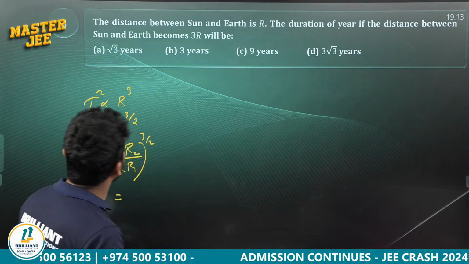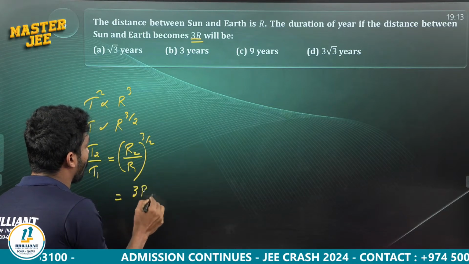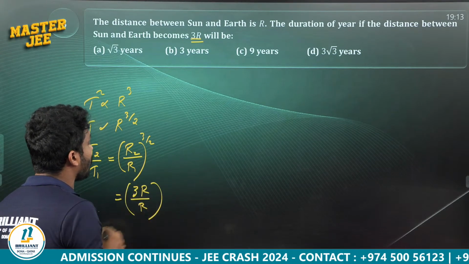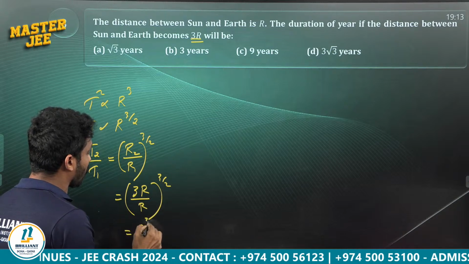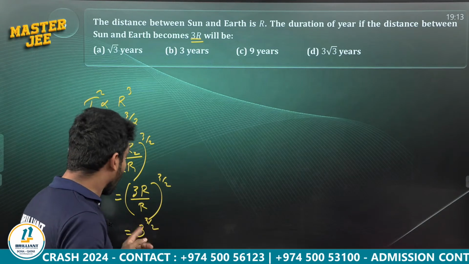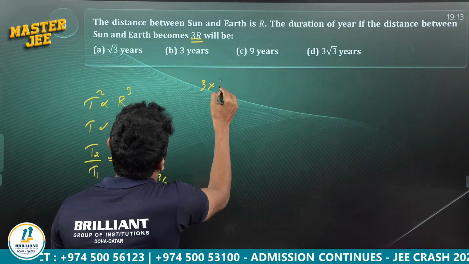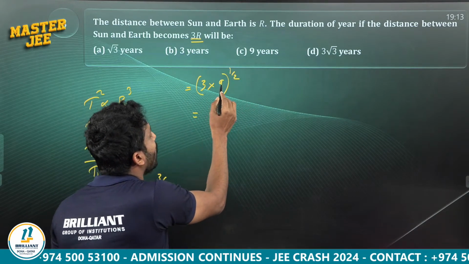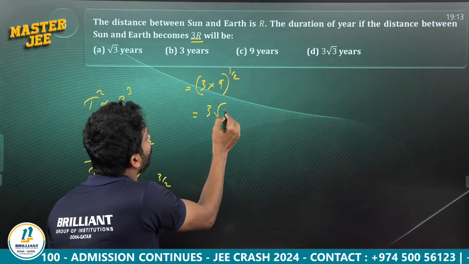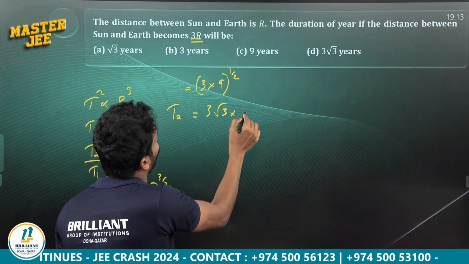Now the second distance is given as 3r and the first distance is given as r itself. So this is 3r by r all raised to 3 by 2. Okay, this is 3 all raised to 3 by 2. Okay, 3 cubed raised to 1 by 2, that is 3 into 9, all raised to 1 by 2. In that way we can write. Okay, this is equal to 3 root 3, isn't it? T2 by T1. So T2 is equal to 3 root 3 into T1.